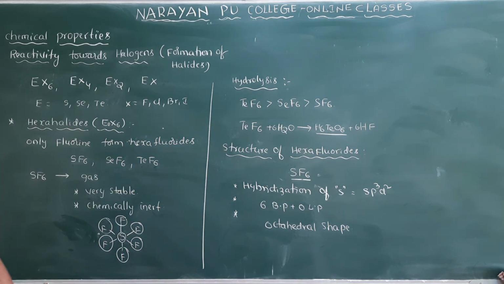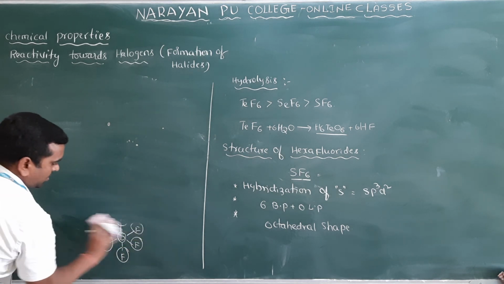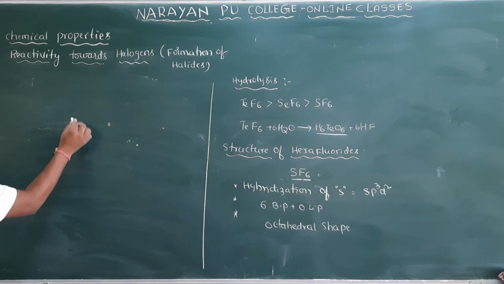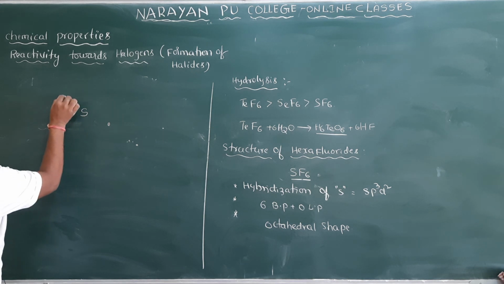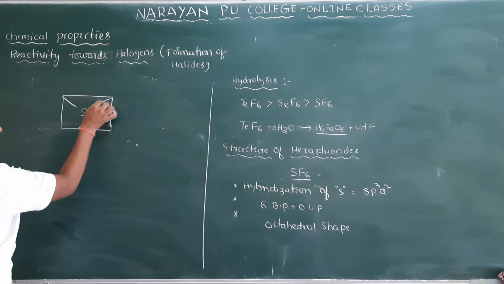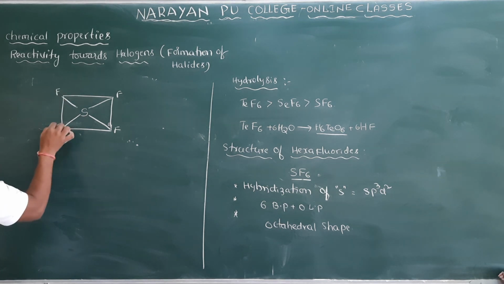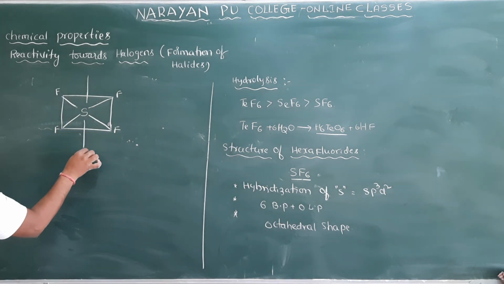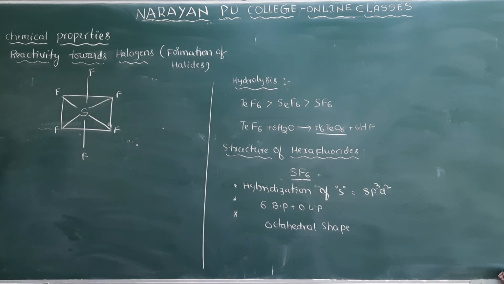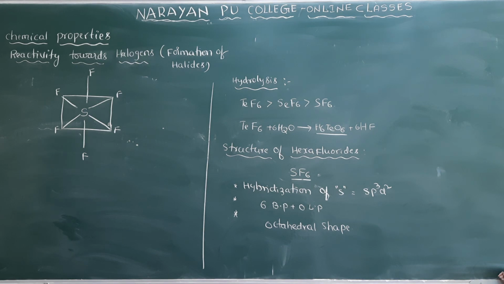Draw the octahedral structure here. This is the central element. Draw it in this way, with a square in the middle. Here are the fluorine atoms: fluorine, fluorine, and here fluorine, fluorine. This is the structure of SF6, octahedral. You can take SeF6 also. So this is about hexahalides, and next we will go for tetrahalides.